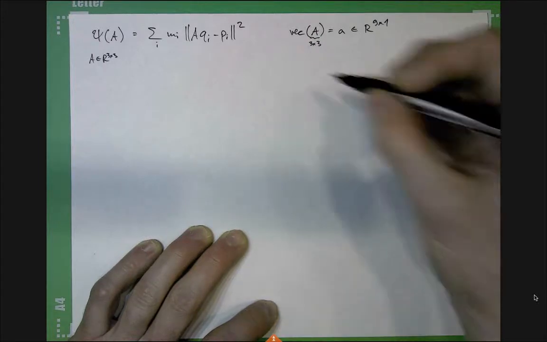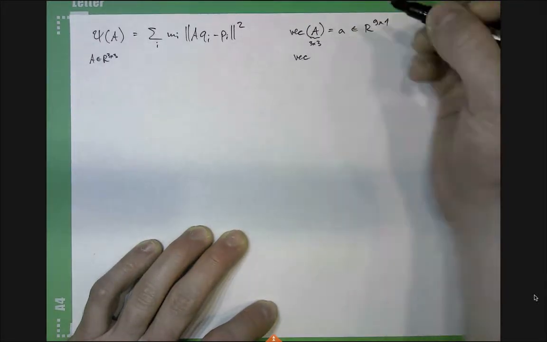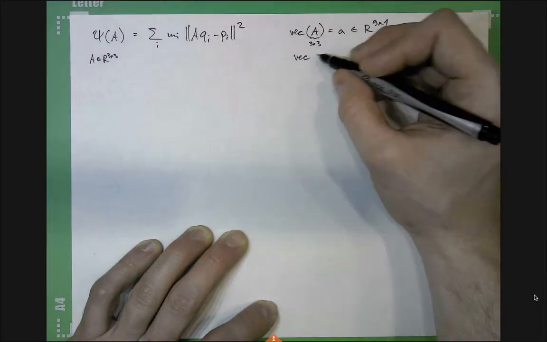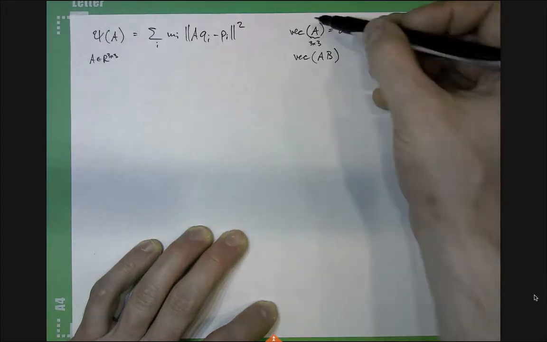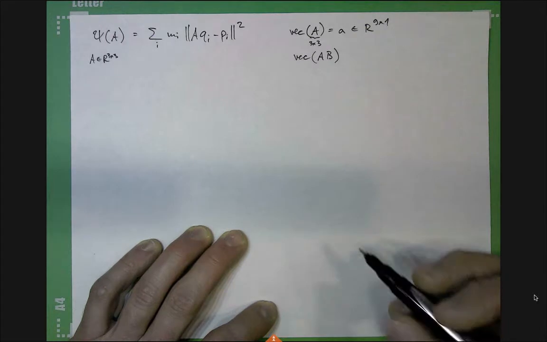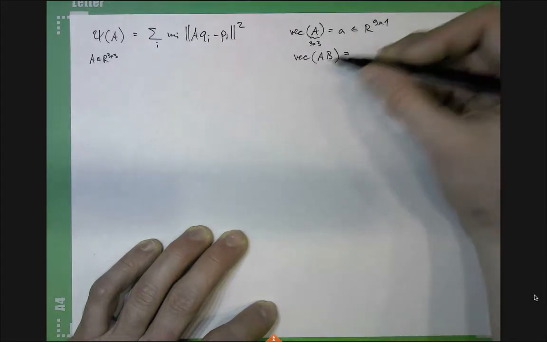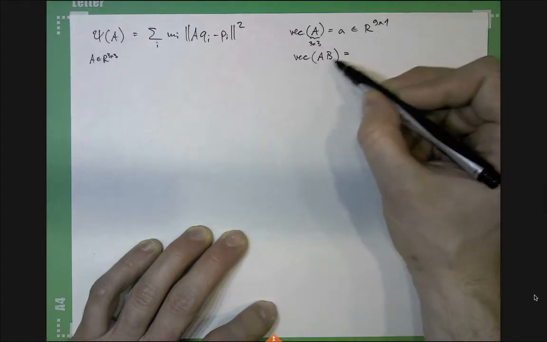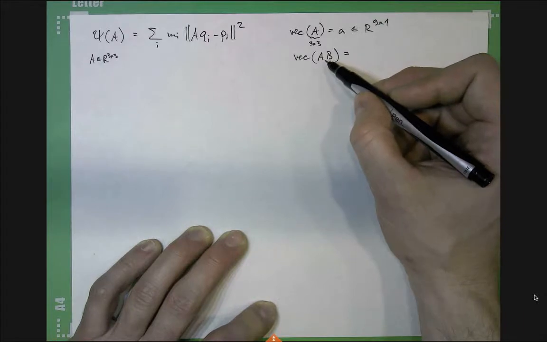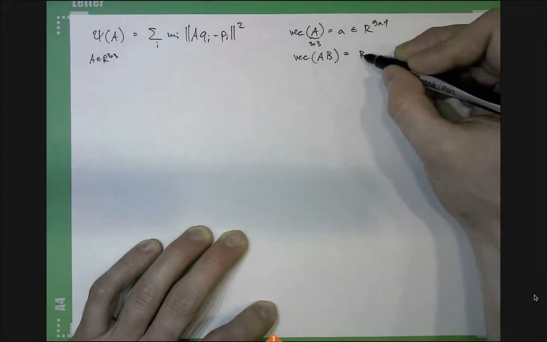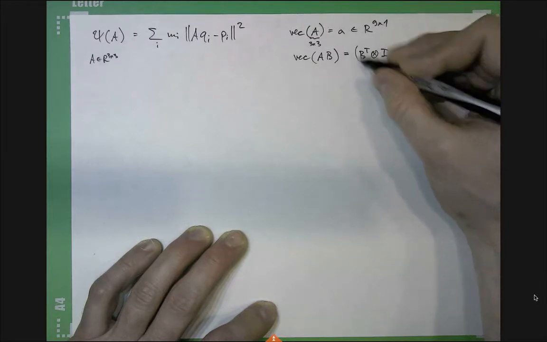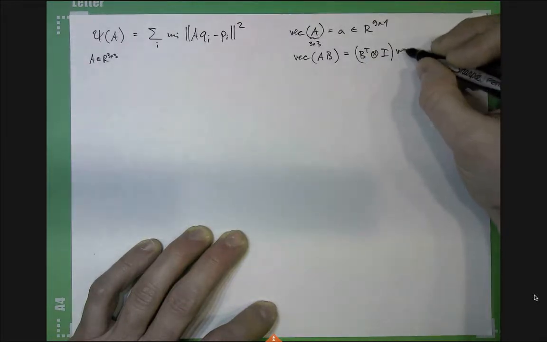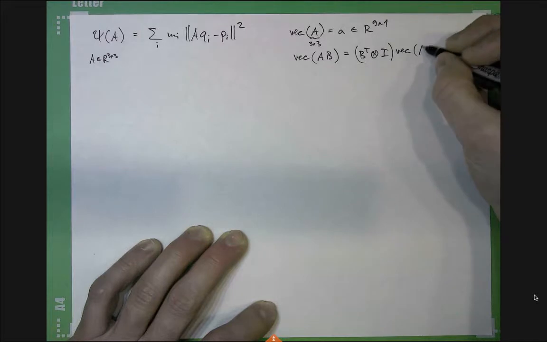Now the vectorization operator has an interesting property that if I have two matrices A and B, it can be arbitrary, it doesn't have to be this A, it can be arbitrary A and B, then there is this formula for vectorization of the product of matrices. This is a product of matrices. This turns out to be equivalent to this. This is the key formula there.